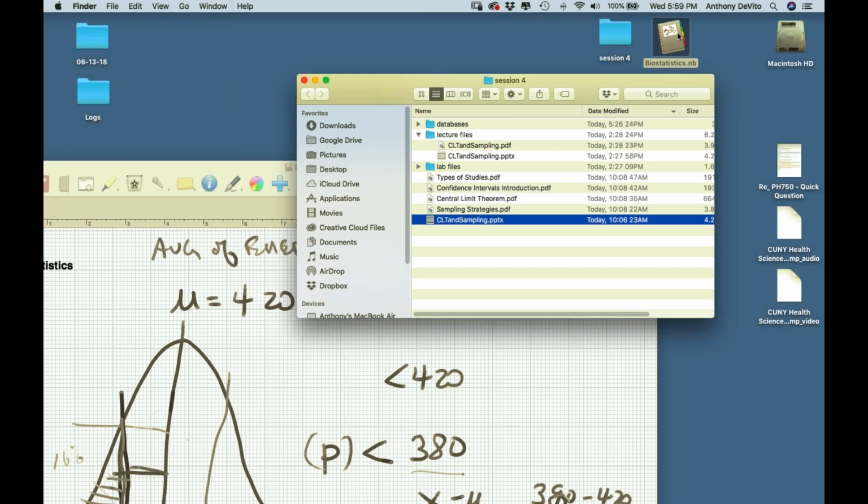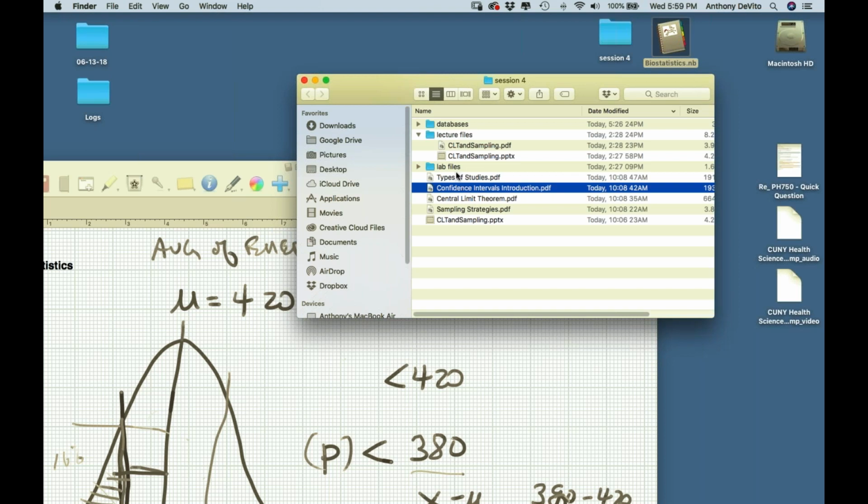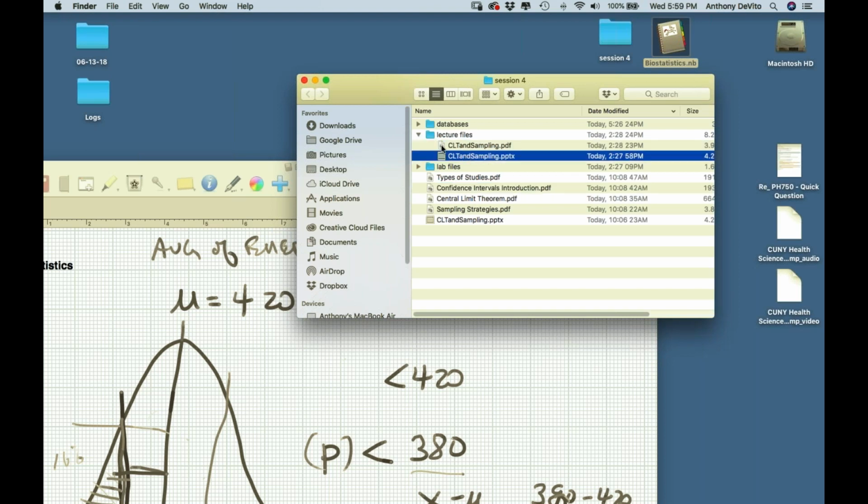Yeah, I certainly could. I also have it here. I like to use Agresti. Central limit, confidence intervals, types of studies. I didn't download it for some reason.